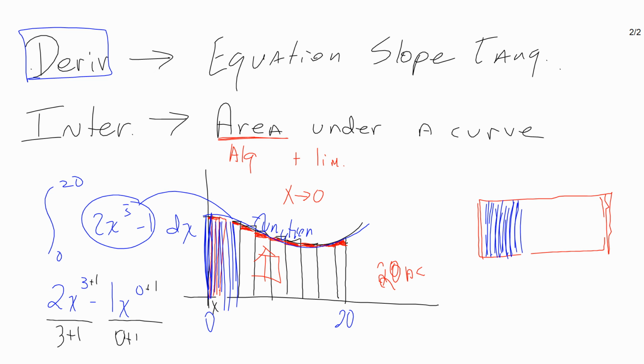And that's going to give us 2x to the 4th over 4, minus x to the first over 1, which is x to the first. And then it comes out to 1/2 x to the 4th minus x, evaluated at 0 and 1.